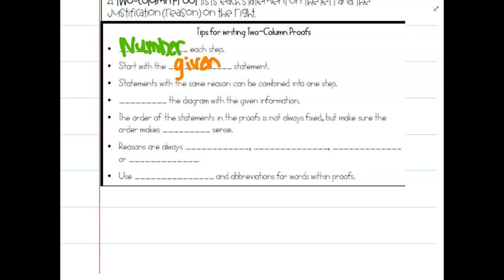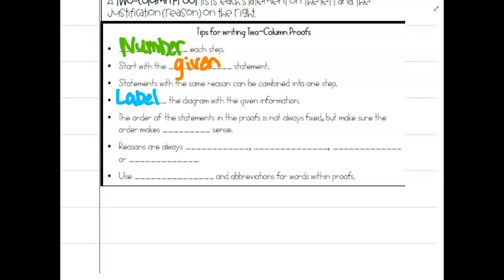I find it very helpful to label the diagram with the given information. Sometimes you're given a diagram to help you with your proof. Now, the order of the statements is not always fixed, and we saw this yesterday. As I was grading your UNO proofs, some of you had different answers, and they were correct. There were different ways on some of the problems to get from the given card to the final card.